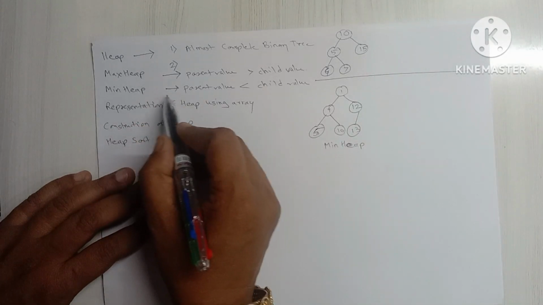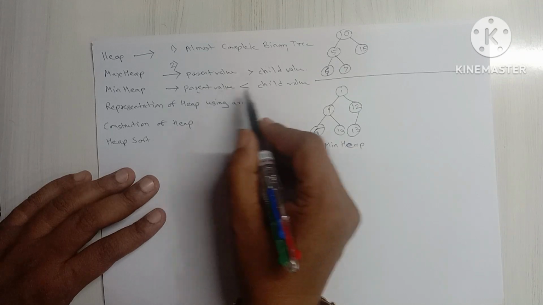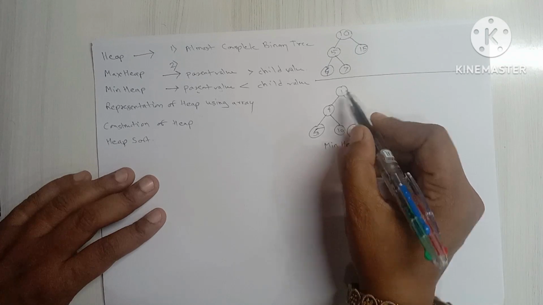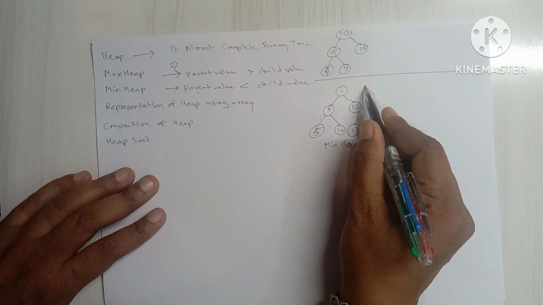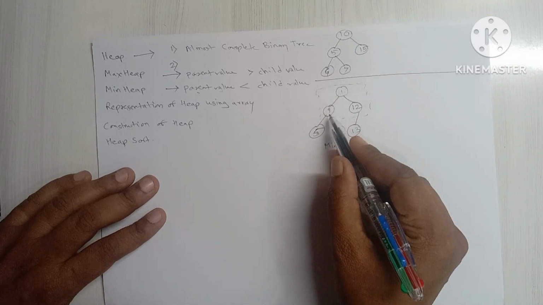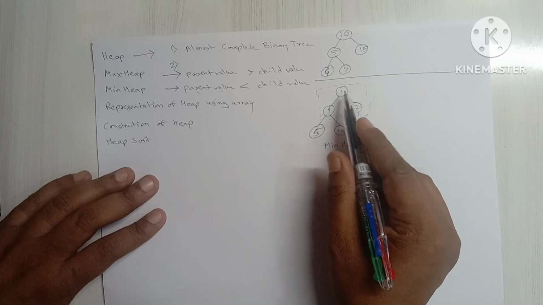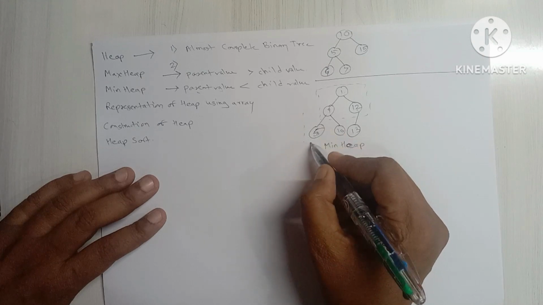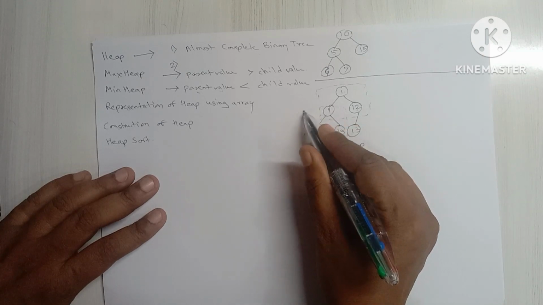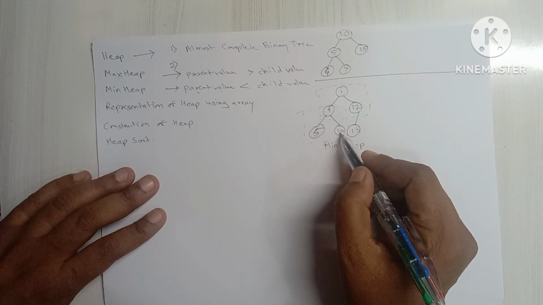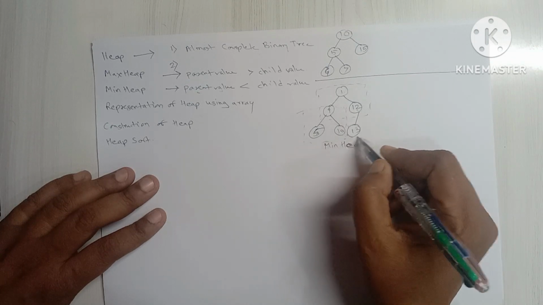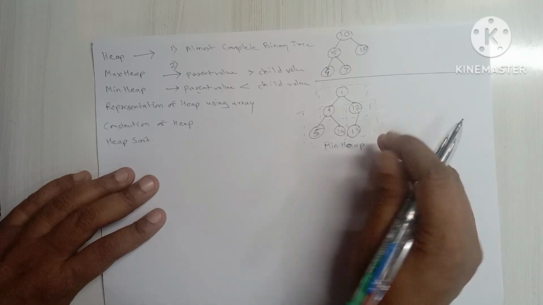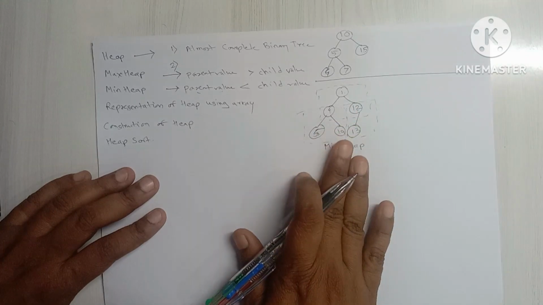Now check this property. What is a min heap property? Parent value is less than its child value. So parent value is 1. If you are considering this one, parent value is 1, child values are 4, 12. Means parent value is less. Moving towards the left subtree of 1, parent value is less than its children's. If you are considering the right subtree, parent value is less than its children. That's why we can say this is a min heap.